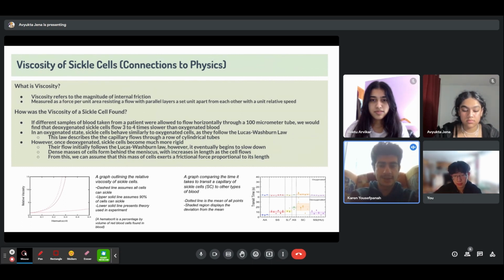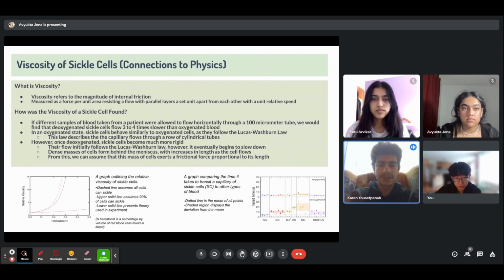While the oxygenated sickle cells behaved relatively similarly to regular cells, albeit a bit slower, deoxygenated cells behaved much differently. While they initially flowed at an expected pace, the now rigid sickle cells began to rapidly lose speed. But why was this the case? Well, it was found that a dense mass of cells had begun to form behind the meniscus of the cylinder.